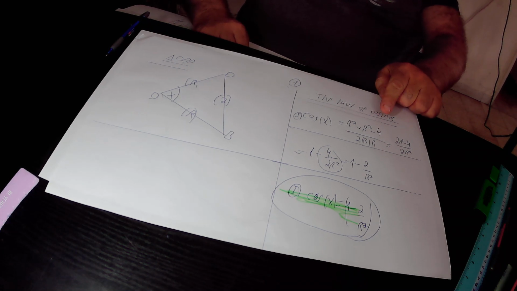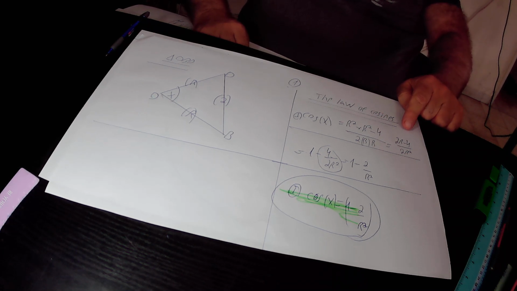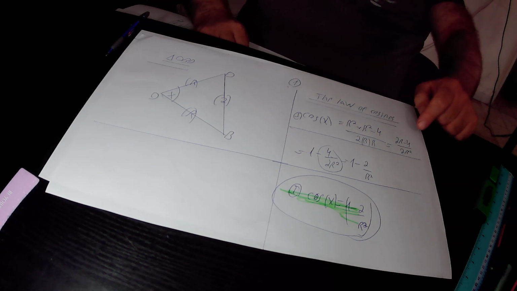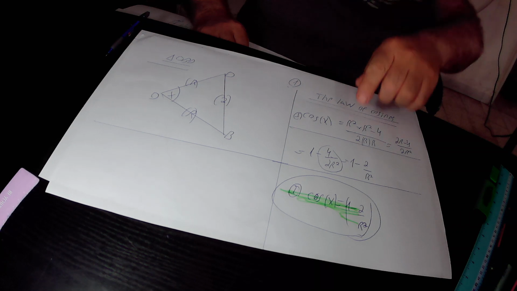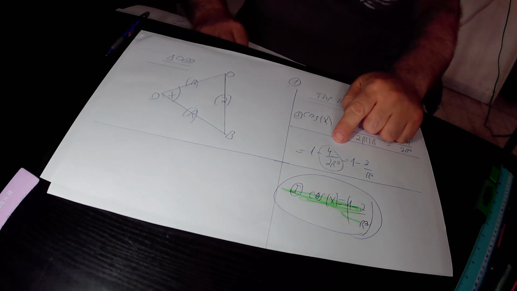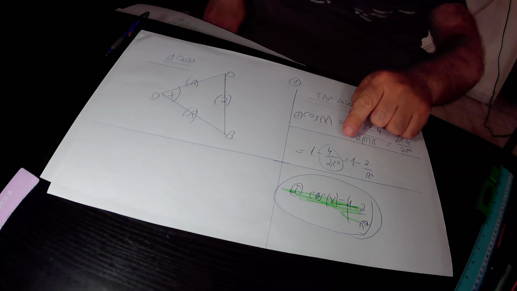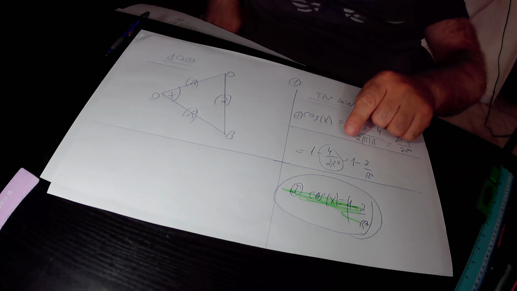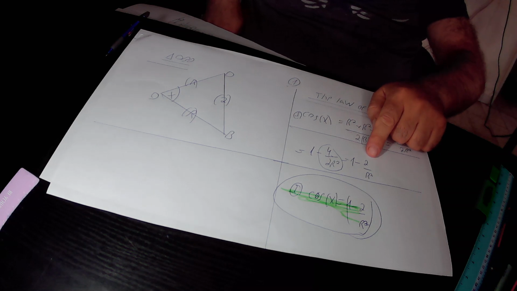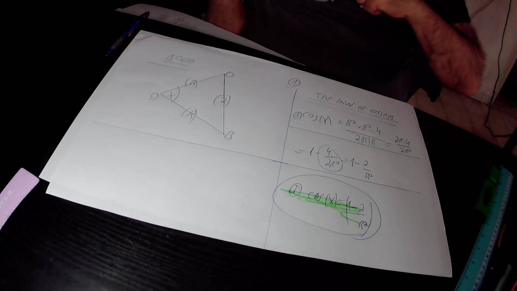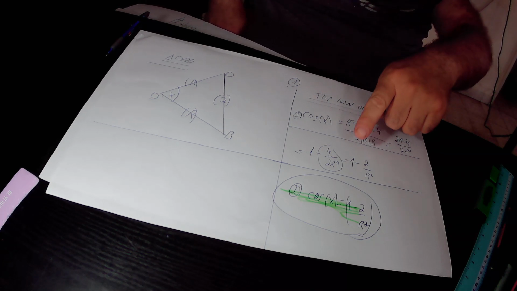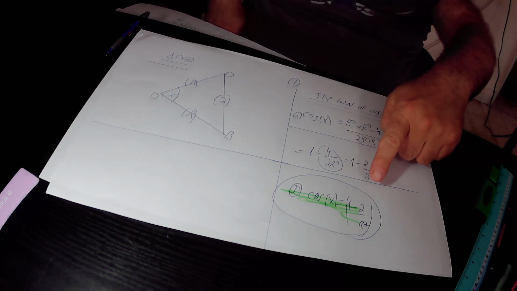R squared plus R squared is 2R squared. In total, in the numerator we have 2R squared minus 4 over 2R squared. 2R squared over 2R squared is 1. And we also have minus 4 over 2R squared. Here we divided both the numerator and the denominator of this expression by 2, and found that minus 4 over 2 is minus 2, and 2R squared over 2 is R squared. So in total, we found that according to equation 1, cosine X equals 1 minus 2 over R squared.